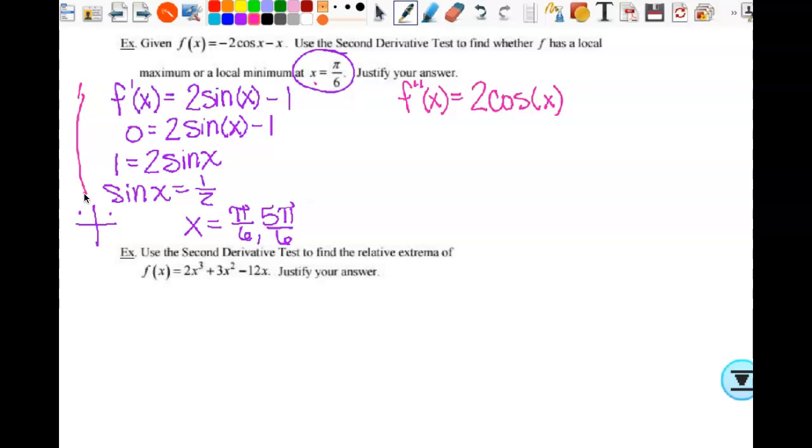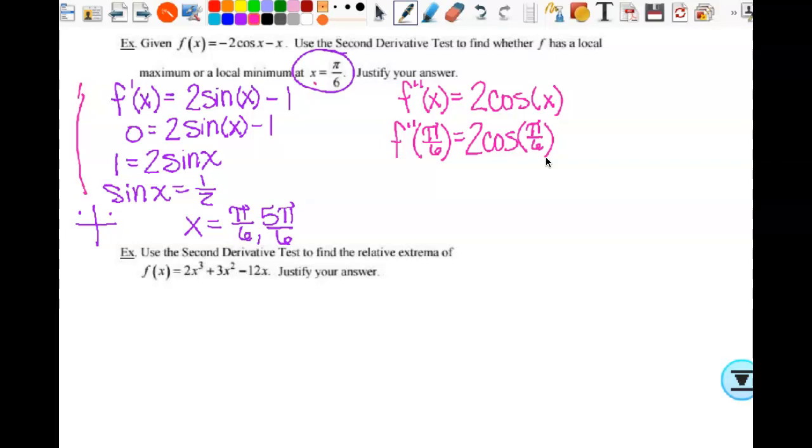And then f double prime gets this, so I need to do f double prime of pi/6. That would be equal to 2 times the cosine of pi/6. Okay, what is the cosine of pi/6? Square root of 3 over 2, which we should know, right?